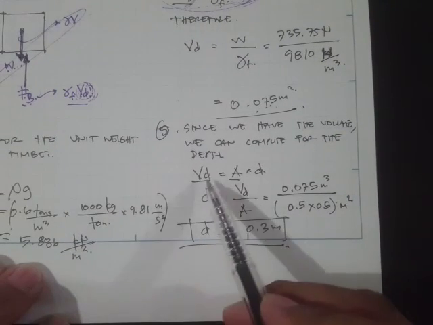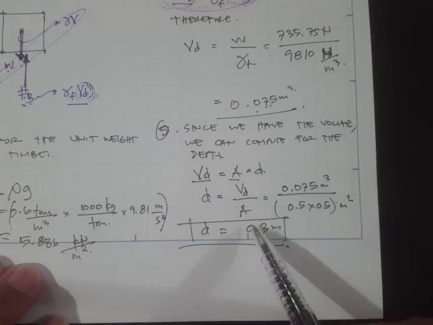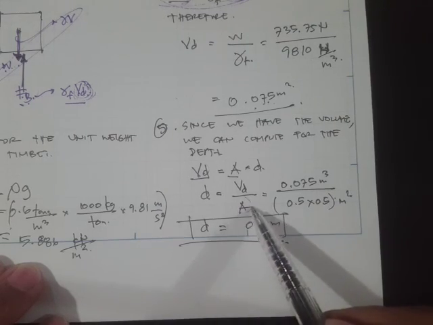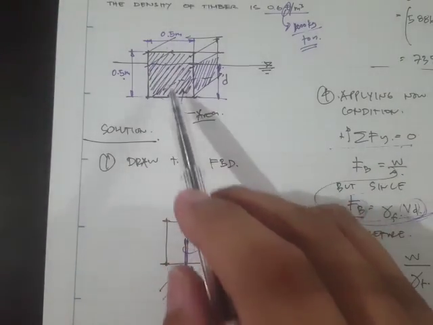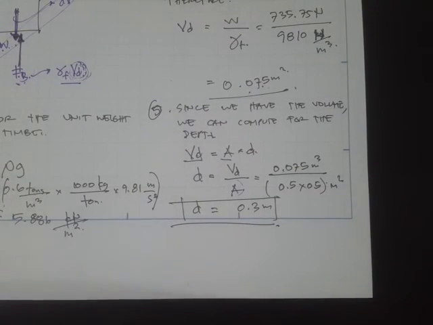So the displaced volume divided by the area, and the area is simply 0.5 by 0.5. What we get is 0.3 meters. In the next video, we'll be doing some more problems regarding this buoyancy.